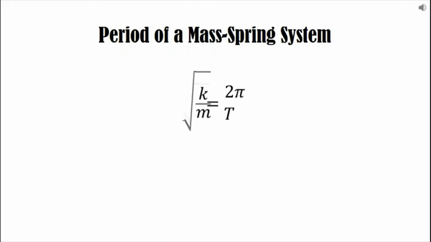And then if we just rearrange those terms by way of a proportion and cross multiplying, we have the period of a mass spring system being 2 pi times the root of M over K, or the period should be directly related to the square root of the mass and inversely related to the square root of the spring constant.